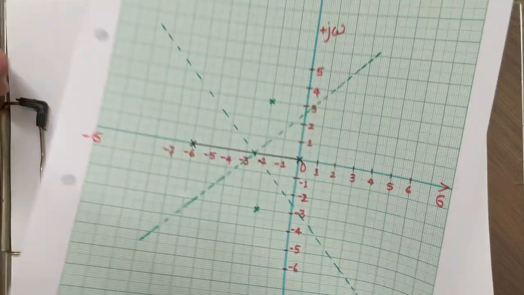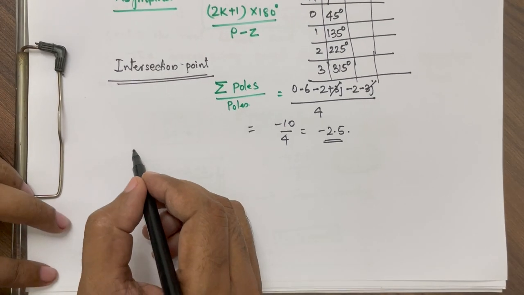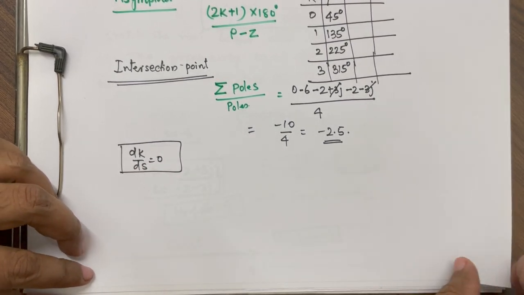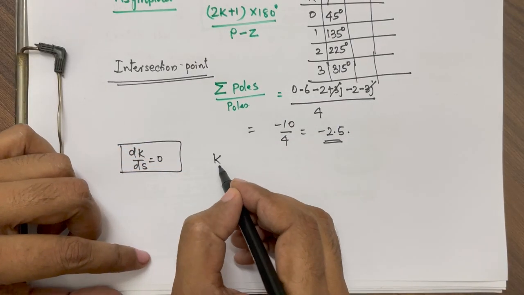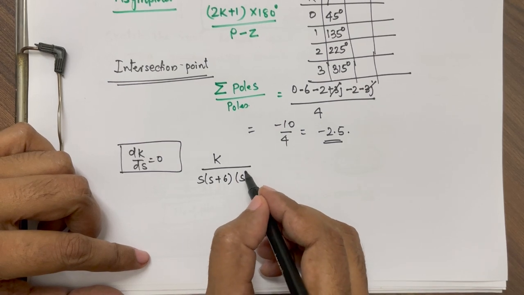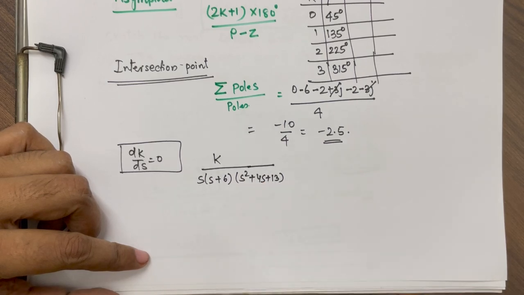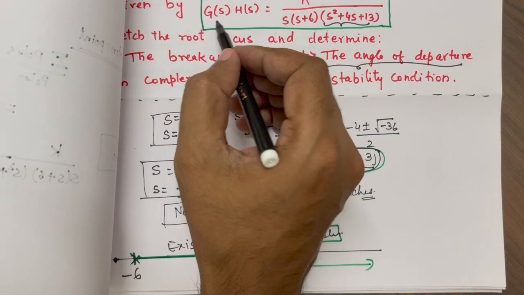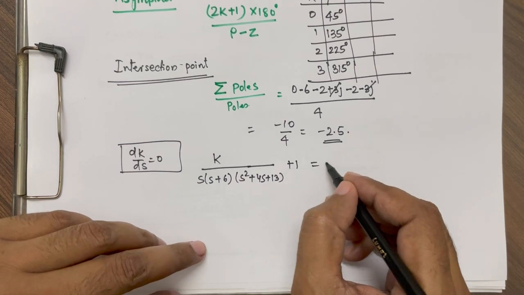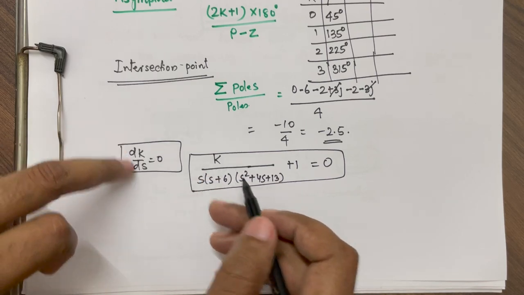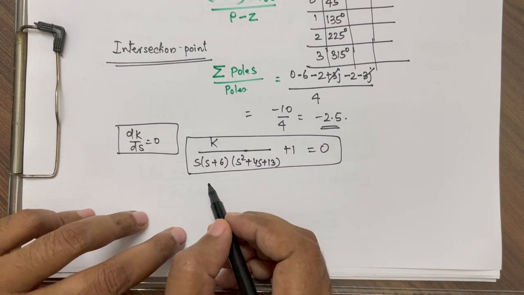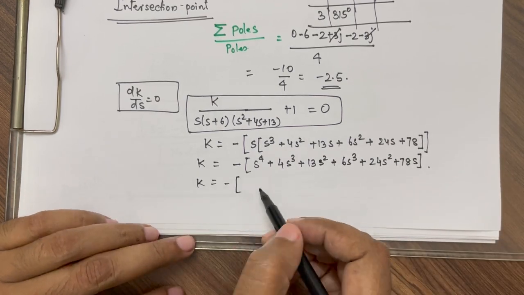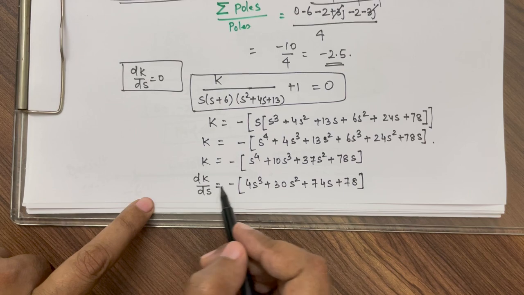So for breakaway point calculation, we have to use dK by dS equal to 0. And for this, we are going to write the expression again. The expression was K by s into (s plus 6) into (s square plus 4s plus 13). This is our G of s, multiplied by H of s, that is the open loop transfer function. If I add plus 1 in this and equate with 0, this will become our characteristic equation and we can find out K in terms of s. So we will get dK by dS as this.